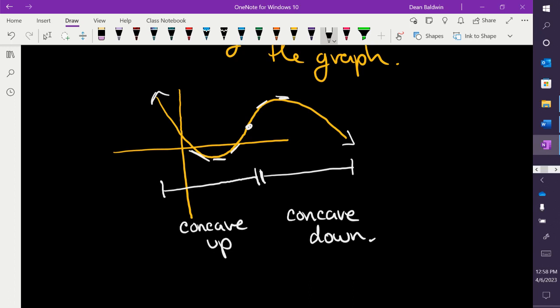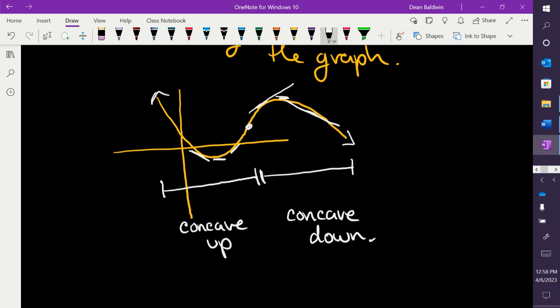You can't draw a tangent line here on the underside because you would hit the graph at 2 points. A tangent line only hits the graph at 1 point. If I drew a tangent line here and I extend it, I'm going to hit the graph at 2 points. But if I extend the ones like here, I'll never hit the graph again, except where it's concave up.